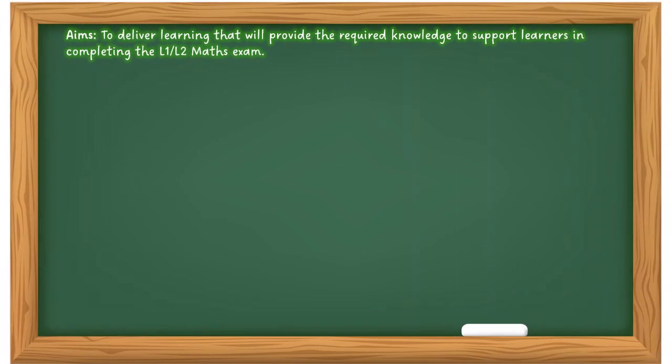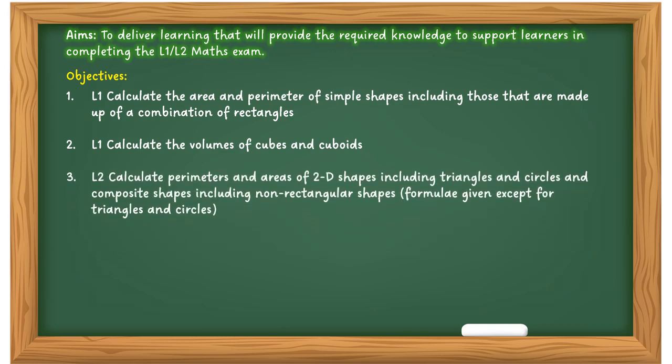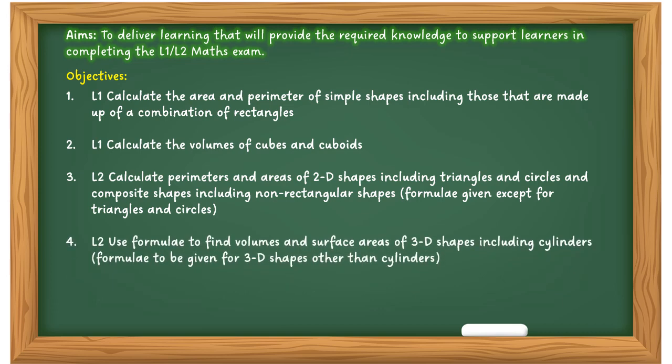Now the aim of today's session is to calculate the area and perimeter of simple shapes, including those that are made up of a combination of rectangles, and calculate the volumes of cubes and cuboids. We'll then move up to level 2 and calculate perimeters and areas of 2D shapes, including triangles and circles, and composite shapes, including non-rectangular shapes, with formulas given except for triangles and circles. Use formulas to find volume and surface areas of three-dimensional shapes, including cylinders. The formula will be given for 3D shapes other than cylinders. And anything else that comes up.